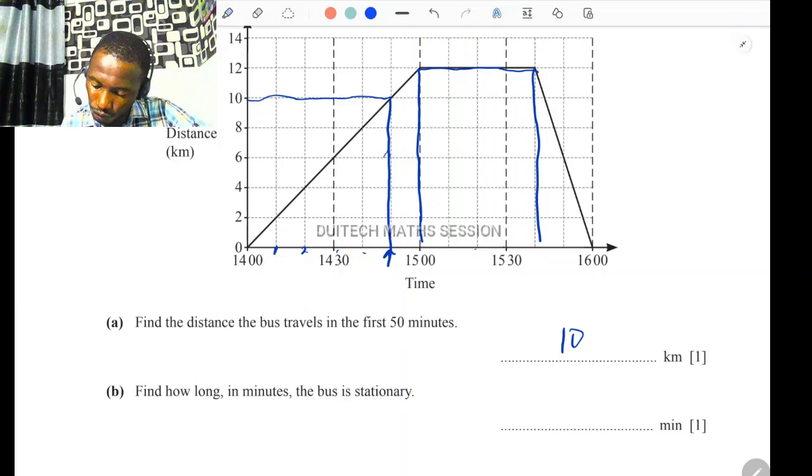Now we want to know how long in minutes, so not in kilometers, how long in minutes the bus is stationary. So let's find out. 10, 20, 30, 40. So we have 40.